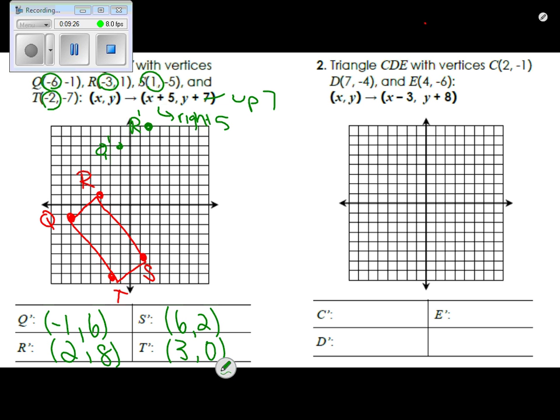1, 2, 3, 4, 5. 1, 2, 3, 4, 5, 6, 7. T prime. 1, 2, 3, 4, 5. 1, 2, 3, 4, 5, 6, 7, S prime, and then connect. And all we did was shift our figure to the right 5 and up 7.